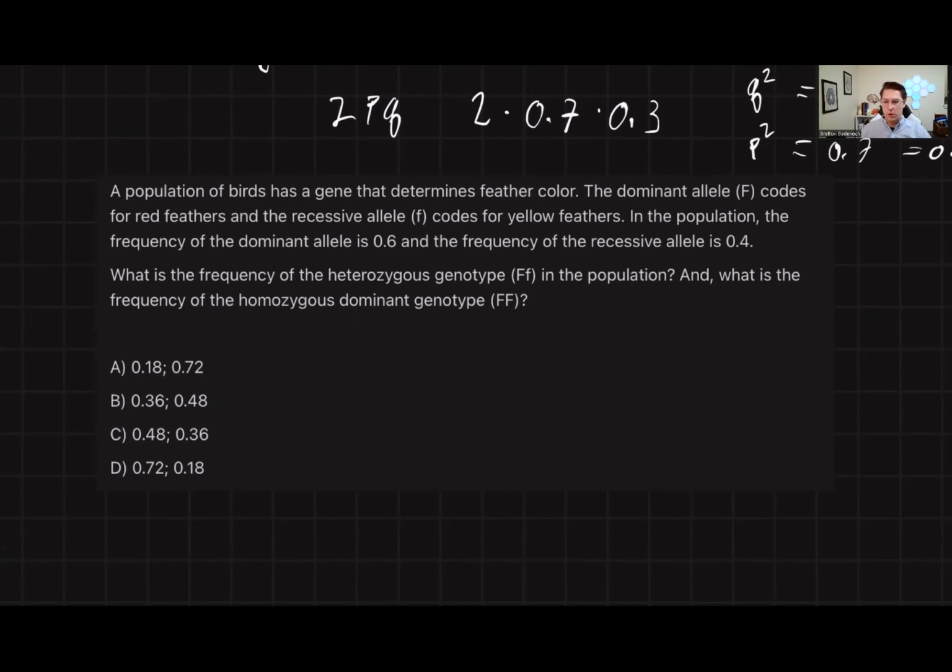All right, now we're going to kick up the difficulty a notch. A population of birds has a gene that determines feather color. The dominant allele, big F, codes for red feathers, and the recessive allele, little f, codes for yellow feathers. In the population, the frequency of the dominant allele is 0.6, and the frequency of the recessive allele is 0.4. What is the frequency of the heterozygous genotype, big F, little f, in the population? And what is the frequency of homozygous dominant genotype, big F, big F?